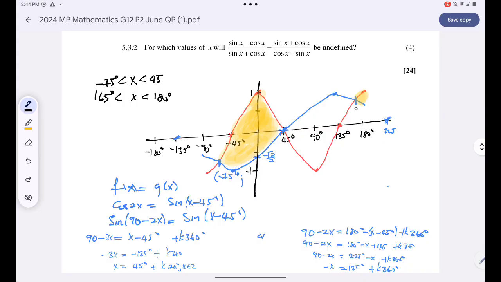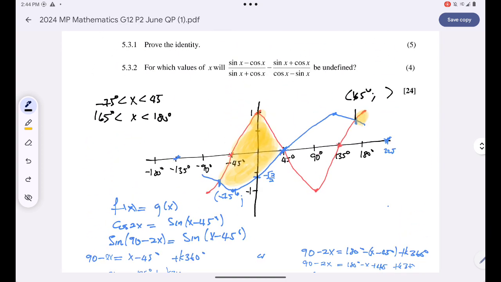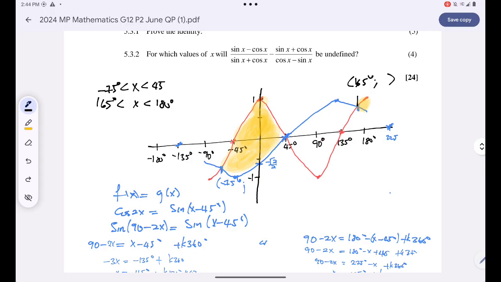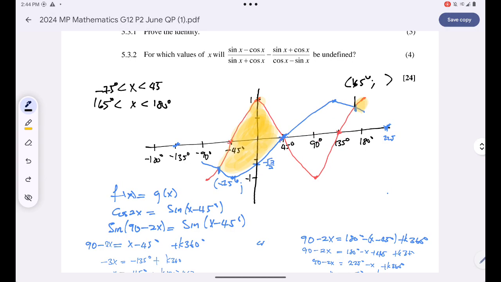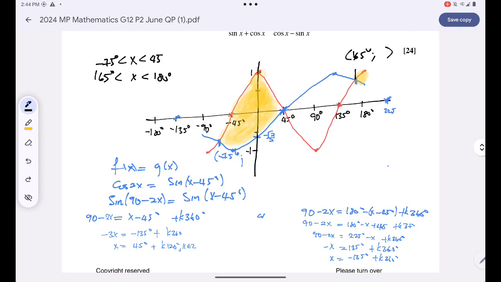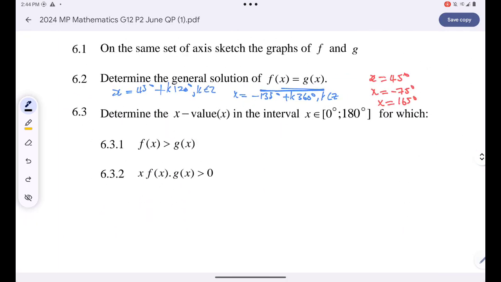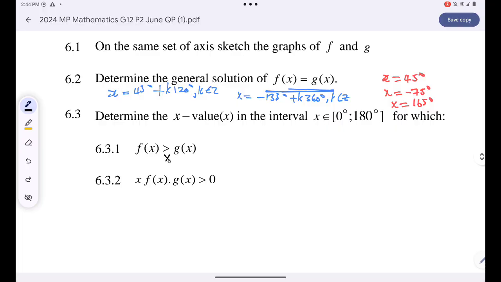Remember that this is the x-intercept, and we just calculated it. The x value there is just 165 degrees. We don't know the corresponding y value. So the answer is when x is between negative 75 and 45, and the other one when x is between 165 and 180. The graph of f is above the other graph whenever x is between negative 75 degrees and positive 45, and also when x is between 165 and 180 degrees.